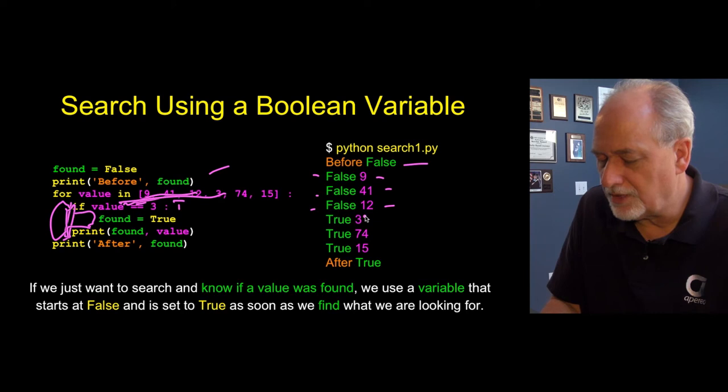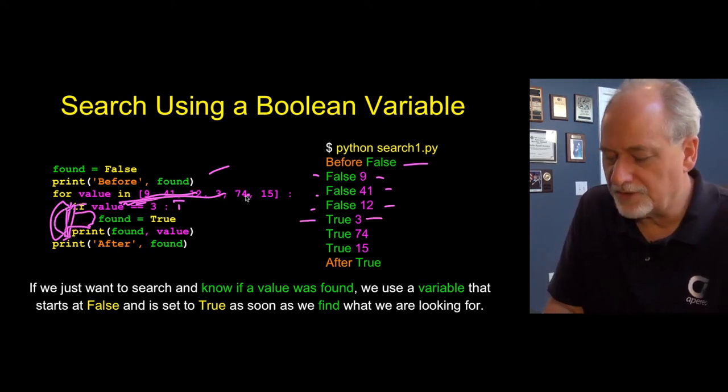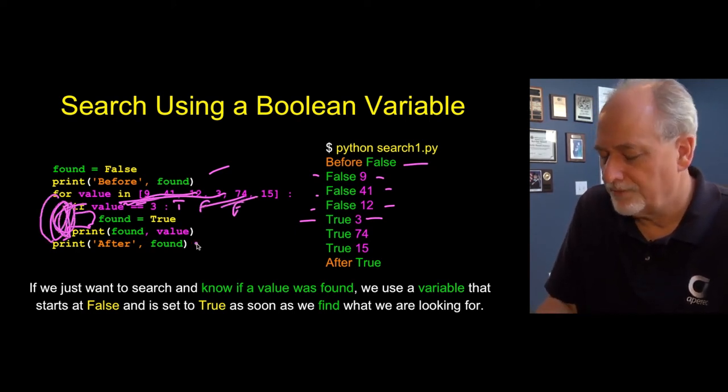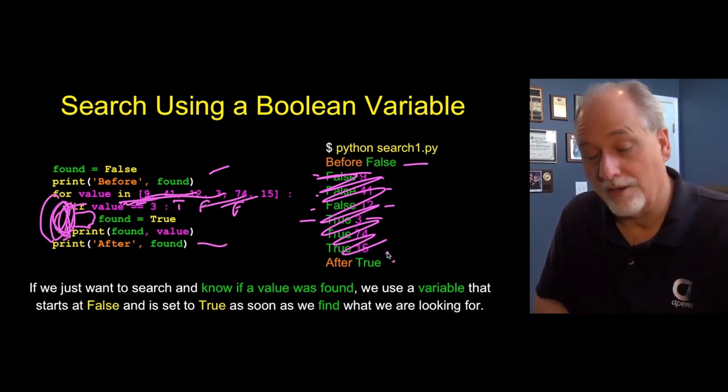And you'll notice that when we see a 3, we get true. And then it runs again. We get 74. It's still false. 15. It's still false. Run, quit. And the residual afterwards is true. And in fact, if you didn't know any of this and you don't print that out, all you know is that afterwards we loop through all those things and we know that there was a 3 in there.